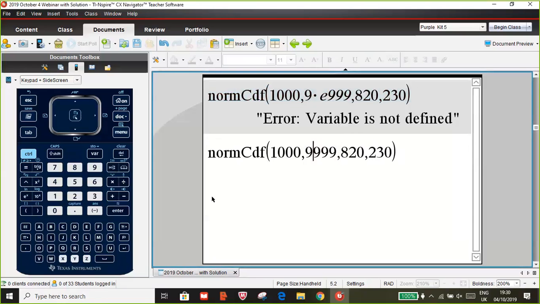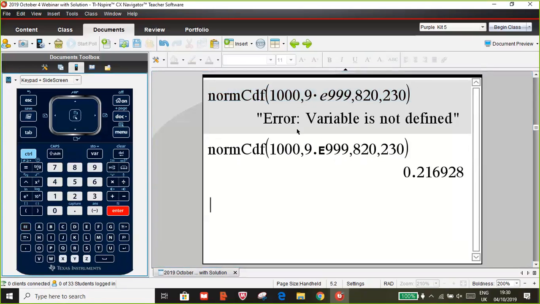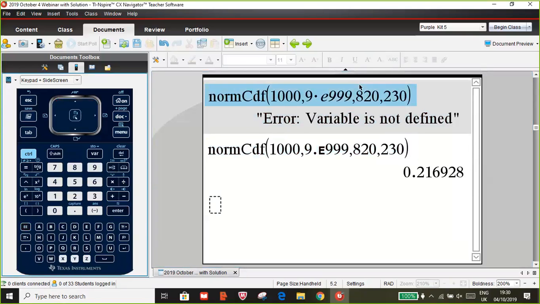I need to use the E here. Yep. Okay. So that's the answer for the first part. Okay, let me do that.